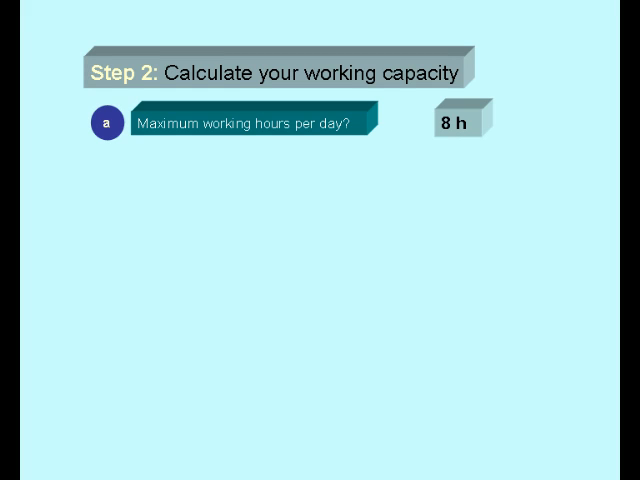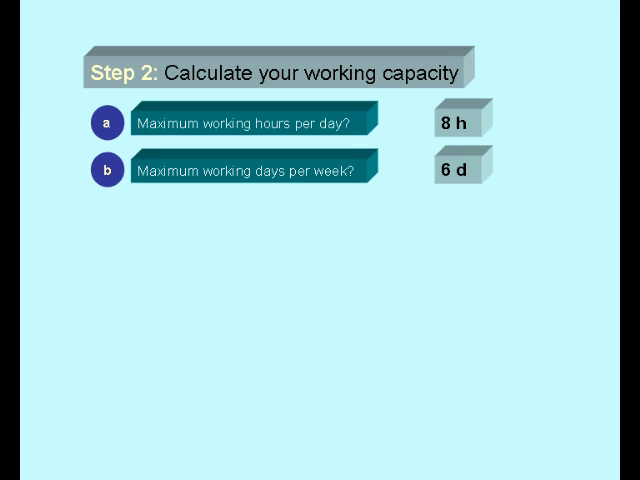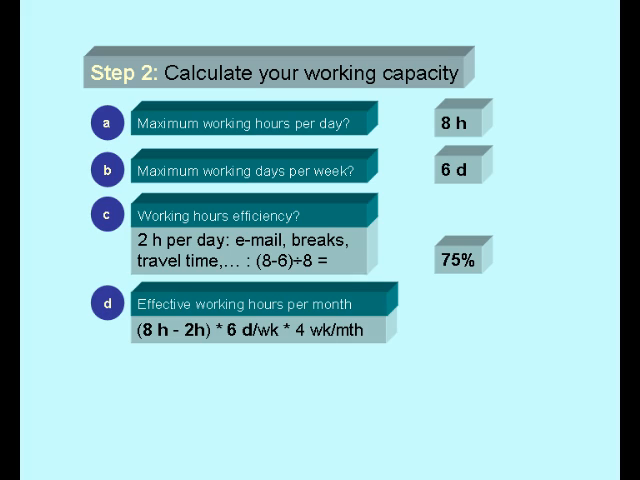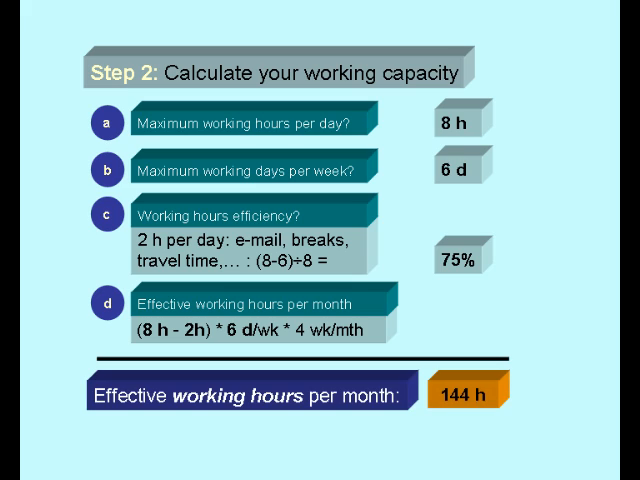In step 2, we need to calculate your working capacity. This is necessary because it determines the maximum number of orders you can take and the maximum order income you can make. Assuming 8 hours per day, 6 days a week, and an efficiency of 75%, that means 2 hours of the available 8 hours per day you are spending time with other activities, not providing the services to the customers. Then we can calculate the effective working hours per month, which is 8 hours minus 2 hours multiplied by 6 days per week, 4 weeks per month, resulting in 144 effective working hours per month.